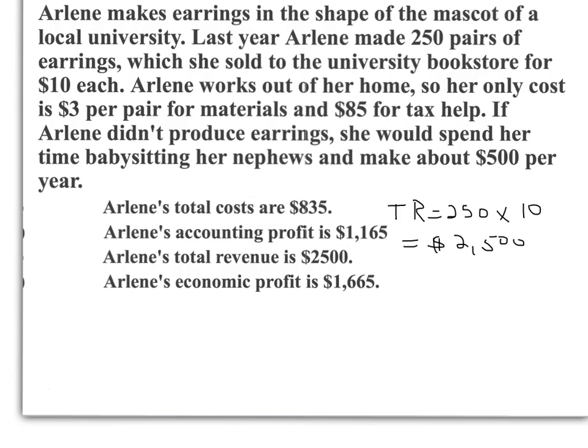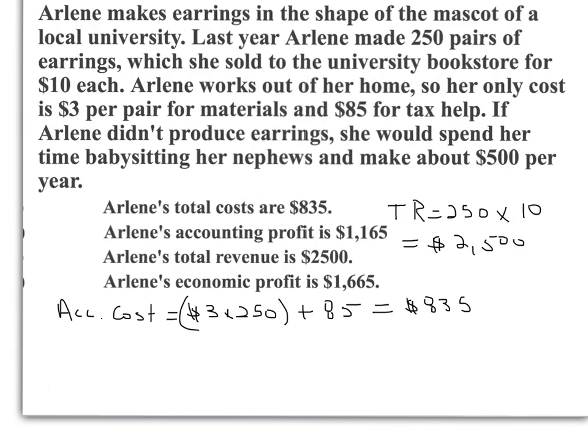Then it's also telling you that the cost of production was $3 per earring, so that will be the accounting cost. Write this a little higher. We have space for everything. The accounting cost will include that, so that will be the $3 times the 250 that she sells. And then there was also $85 on tax that she will have to pay as a result of the production. So we're going to add that to the accounting cost. So the total for the accounting cost will be $835.